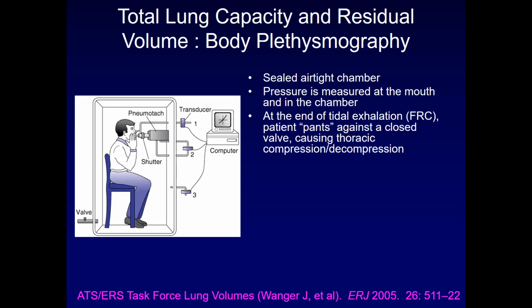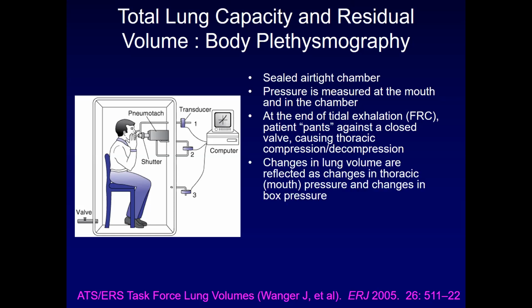At the end of a tidal exhalation, so patients are tidal breathing, then they exhale from that tidal exhalation, you're now at functional residual capacity. The patient will then pant against a closed valve or the closed shutter, causing both thoracic compression and subsequent decompression. The changes in the lung volumes are reflected as changes in thoracic pressure and changes in the box pressure. These changes allow for the calculation of functional residual capacity, which is often expressed in the guidelines as TGV or thoracic gas volume.